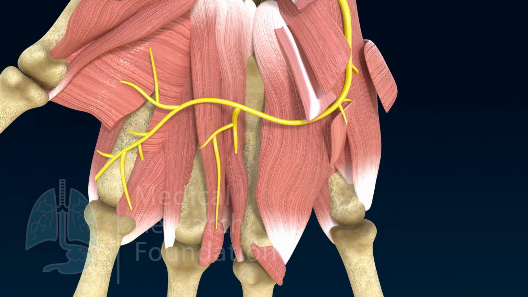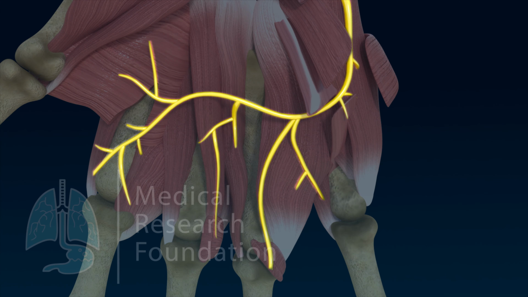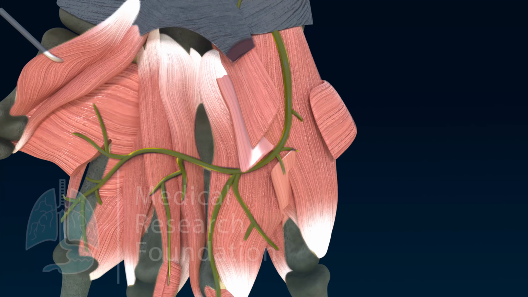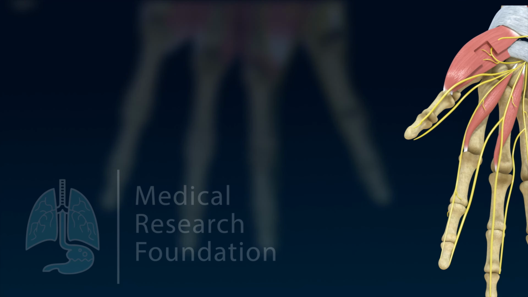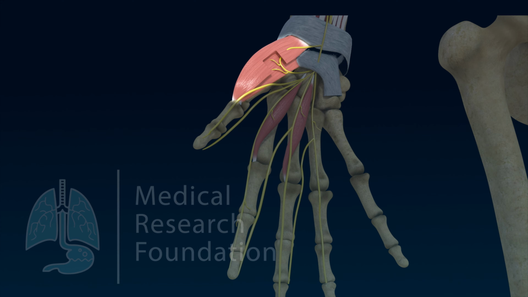The deep branch of the ulnar nerve is purely motor and supplies all the intrinsic muscles of the hand, except the muscles of the thenar eminence and the first 2 lumbricals.